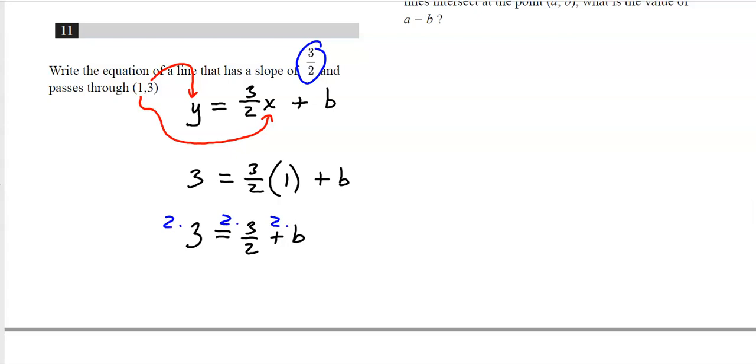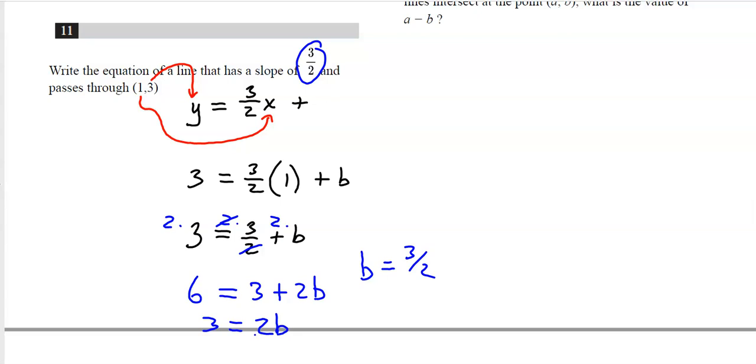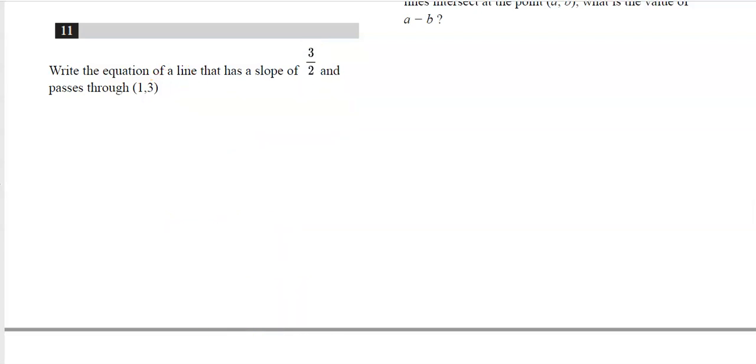Clear that fraction out if you want to. 6 equals 3 plus 2b. Minus 3, minus 3. And then divide both sides by 2. And you'll get b equals 3/2. So now you can go back to your starter equation and plug in plus 3/2. And there you go. You've got your equation that fulfills the given criteria.